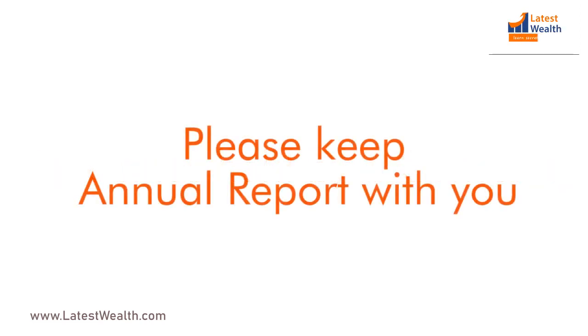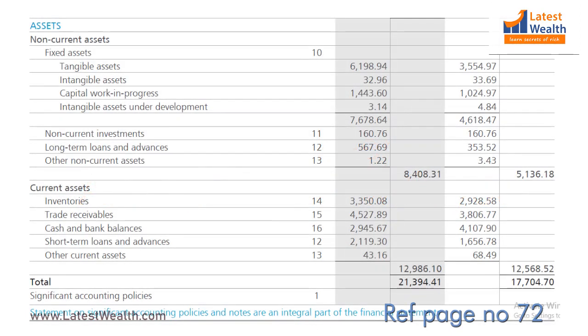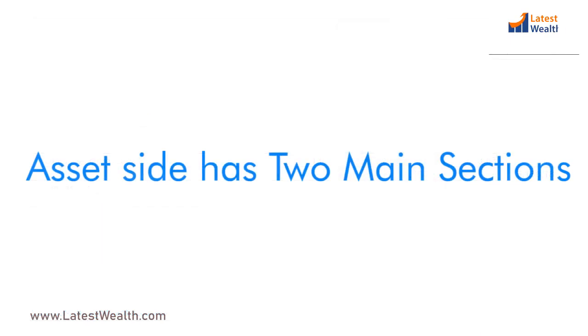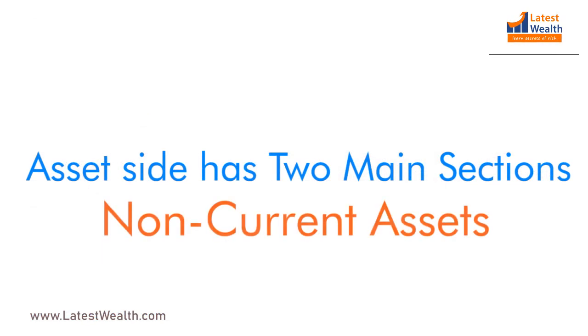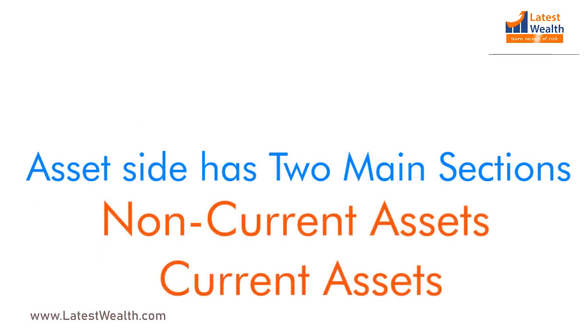Please keep an annual report with you and refer to page number 72. Just keep it in your hands. Just look at the annual report, page number 72. See here, it has shown assets. Now you can see that the asset side has two main sections: one is non-current assets and the other is current assets.